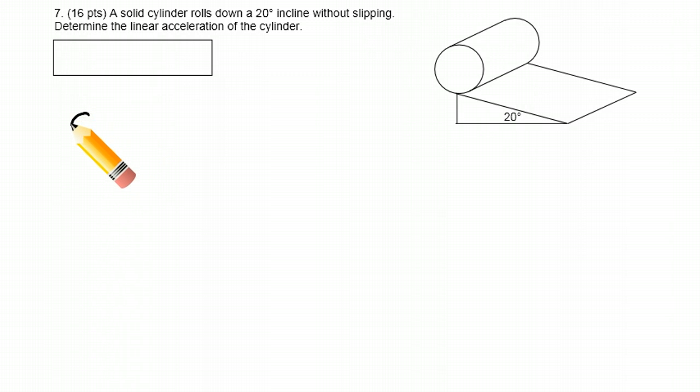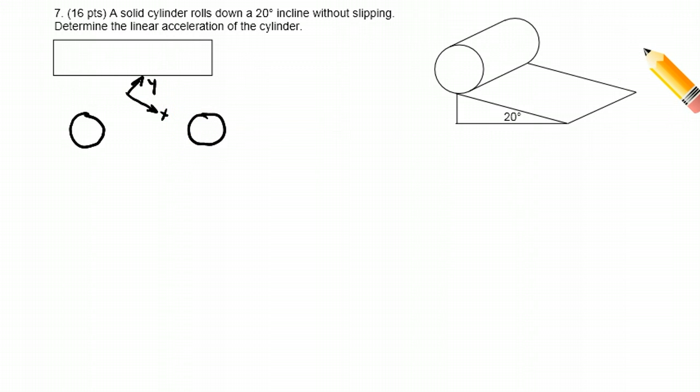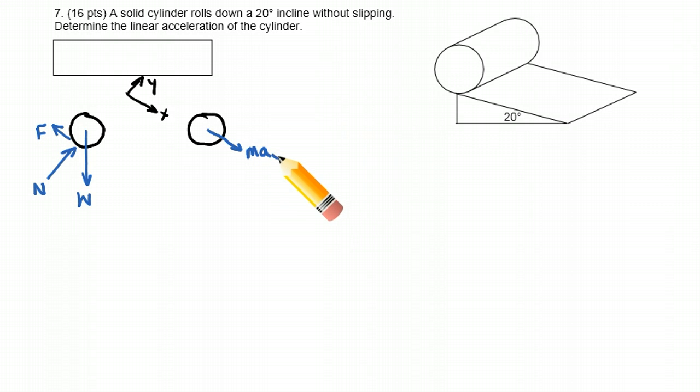So let's draw F equals ma, free body diagram, kinetic diagram. Let's use x along the incline, y perpendicular to it. Okay, the forces on the cylinder are obviously the weight. The friction is going to be up the incline, and we'll have a normal force. As far as accelerations go, we're going to have a linear acceleration and an angular acceleration that we have to consider.